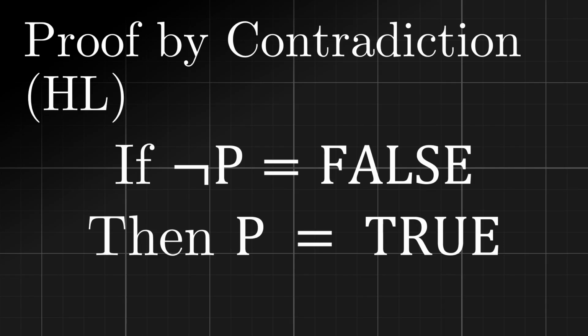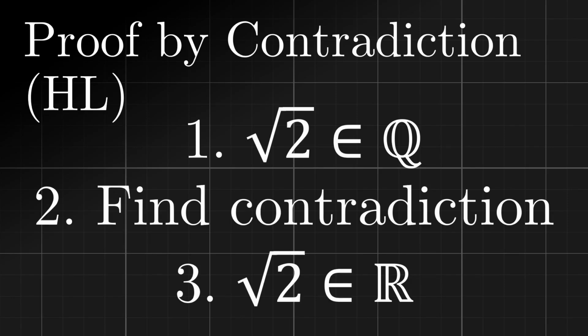A classic mathematical example is proving that square root of 2 is irrational. The proof starts by assuming the opposite, square root of 2 is rational. This assumption eventually leads to a contradiction, forcing us to conclude that square root of 2 must be irrational after all. We won't go through the full proof here, but the strategy is key. Assume the opposite, find a contradiction, and conclude that the original statement is true.